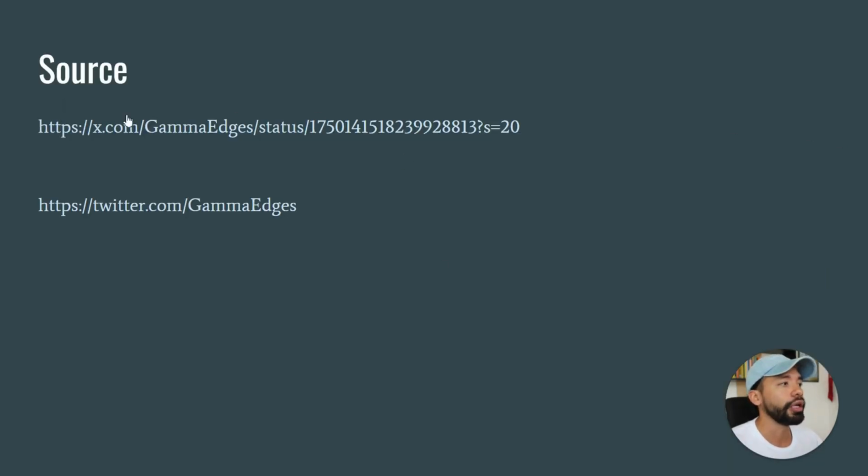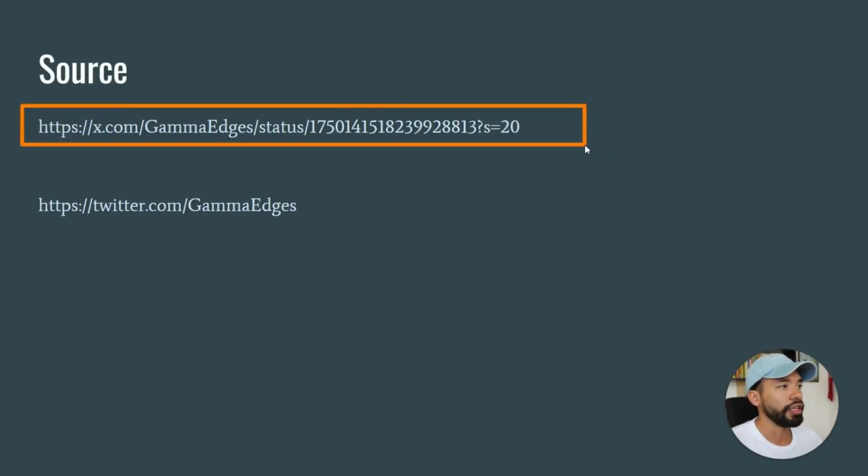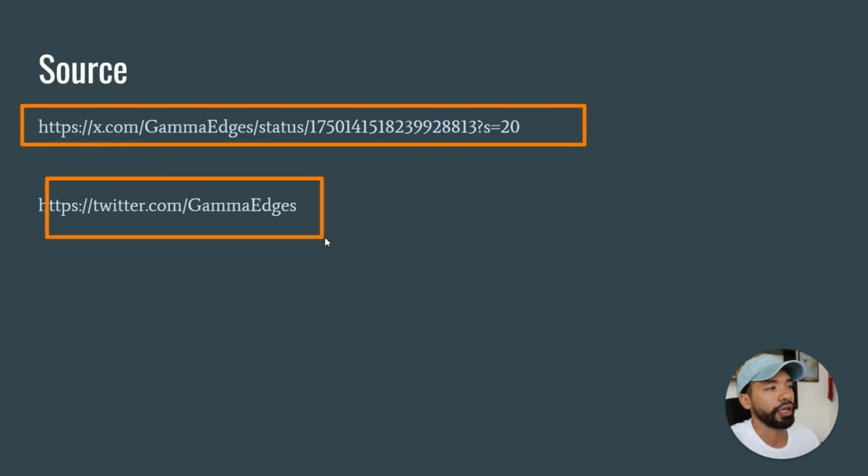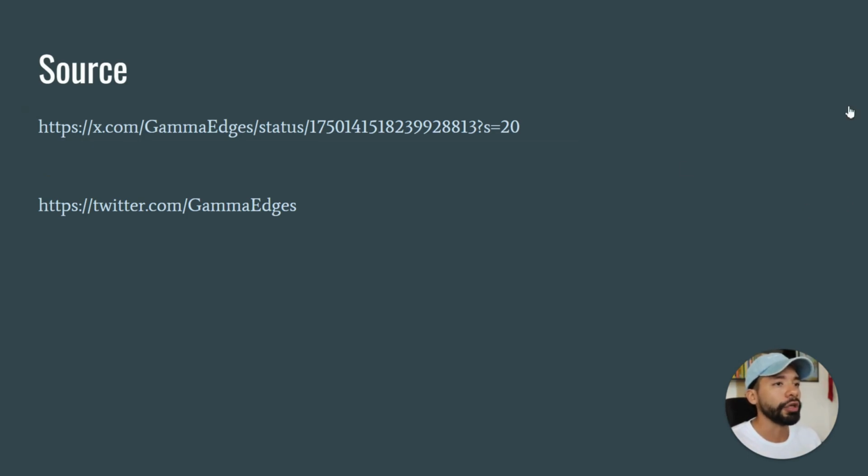You can see right here, here are the sources. This is a thread from GammaEdge. They explain everything in more detail, so you can actually see what they posted. And of course, if you want to follow them, here is the link for their Twitter account.